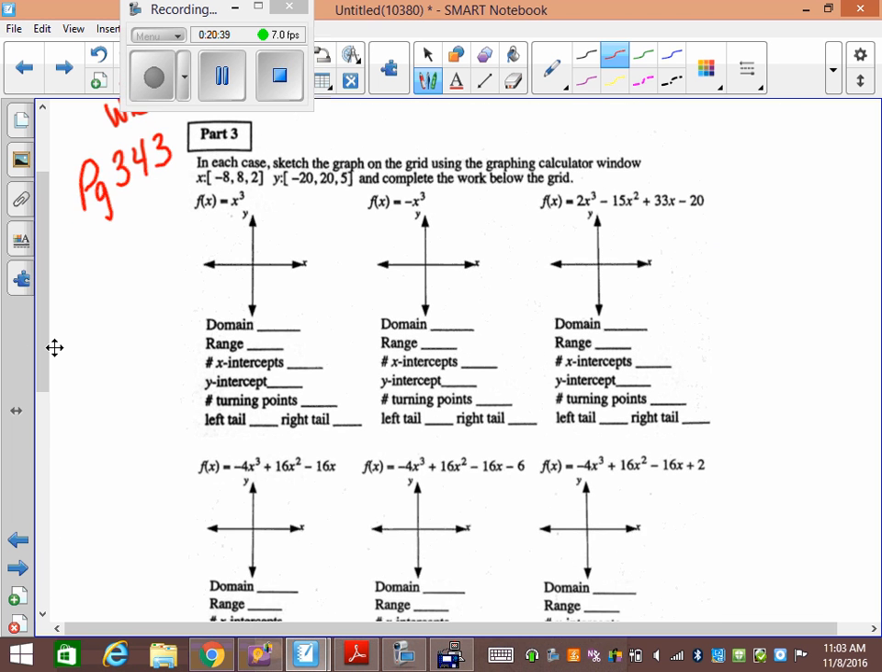Okay? So try these ones out. It also gives you the window that's appropriate. Here it tells you X min should be -8, X max should be 8, X scale 2, Y min -20, Y max 20, Y scale 5. So try that out.